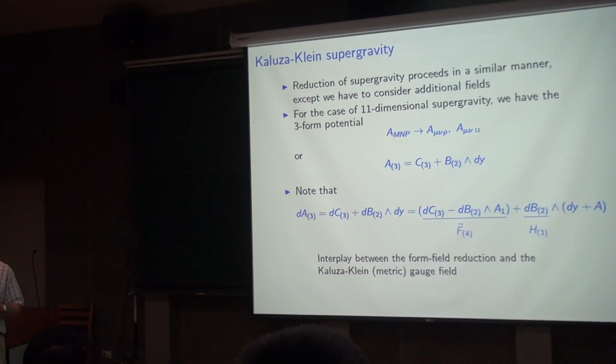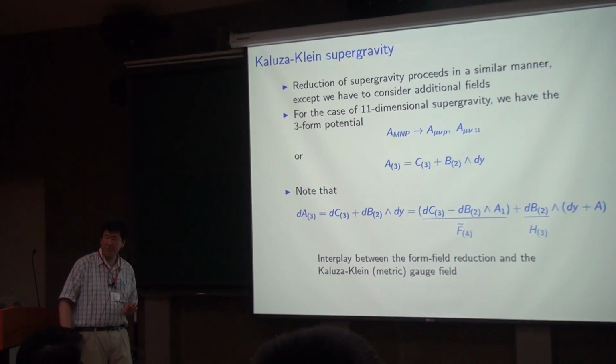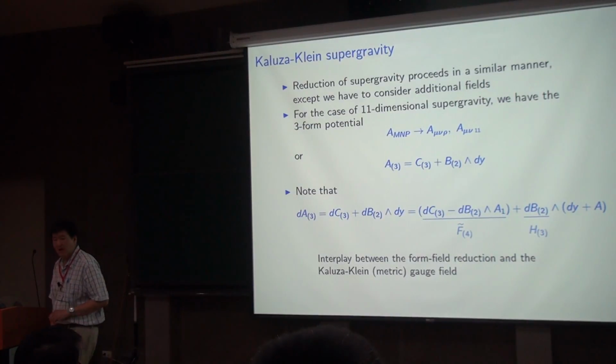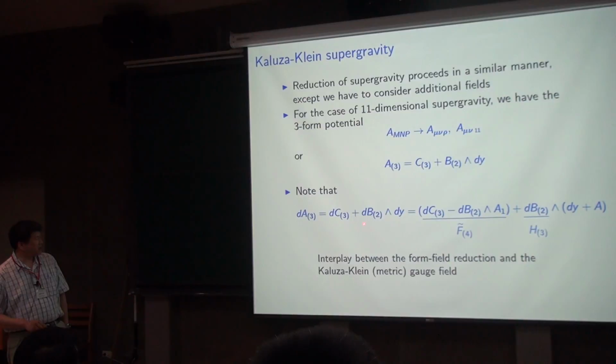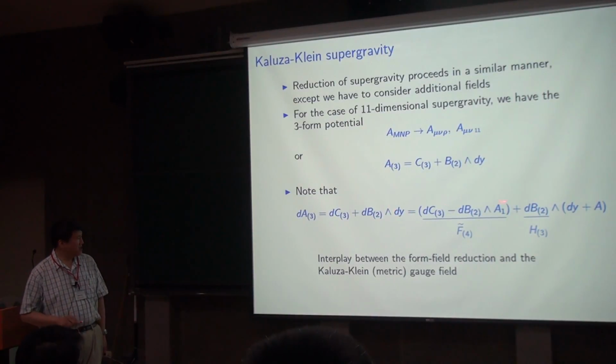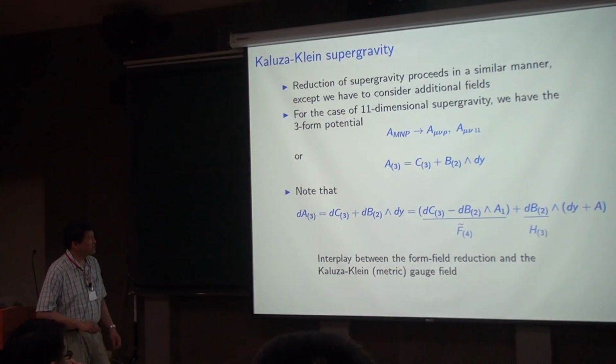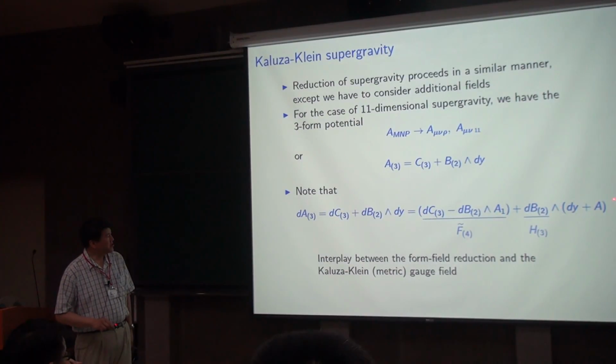Now, there's a bit of an interplay between the 3-form potential and the metric reduction. In the 11-dimensional metric reduction, I will turn on an off-diagonal metric component, which is the graviphoton, which means if I wanted to rewrite this in my natural vielbein basis, dy is associated with my shift symmetry. So the gauge shift symmetry is really dy plus A. So there is a nice way of writing the additional dimension in terms of the vielbein as dy plus A.